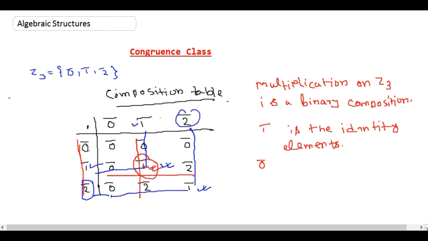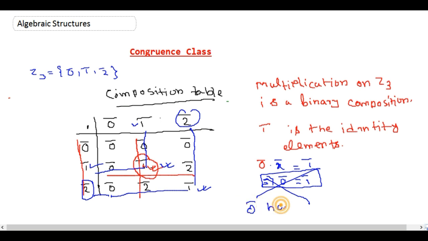But can you find the inverse of 0 bar? Is there any element x bar such that if I multiply it with 0 bar, I get 1 bar? If I multiply any x bar with 0 bar, we get 0 bar. So 0 bar would be 1 bar, which is totally absurd. This is impossible, so 0 bar has no inverse.